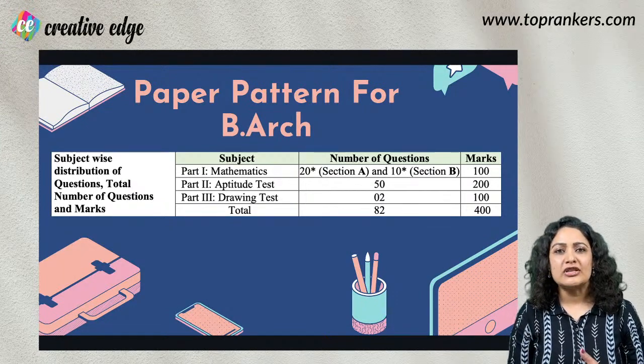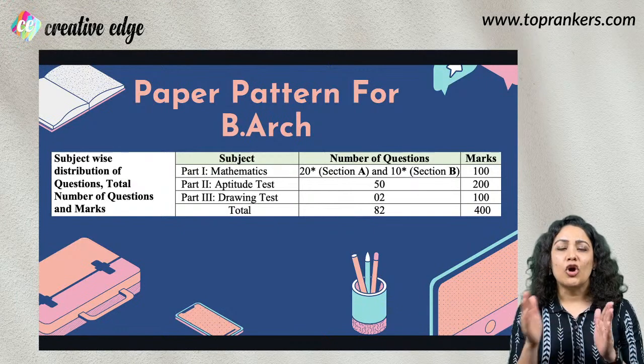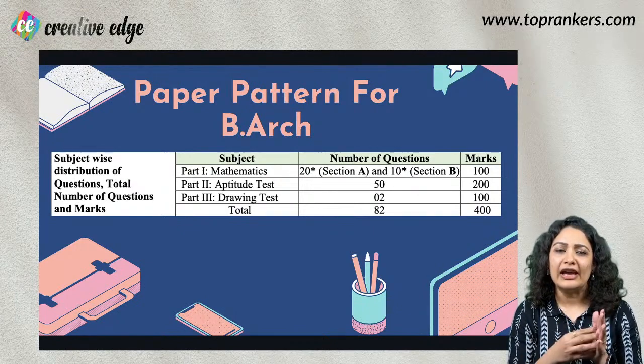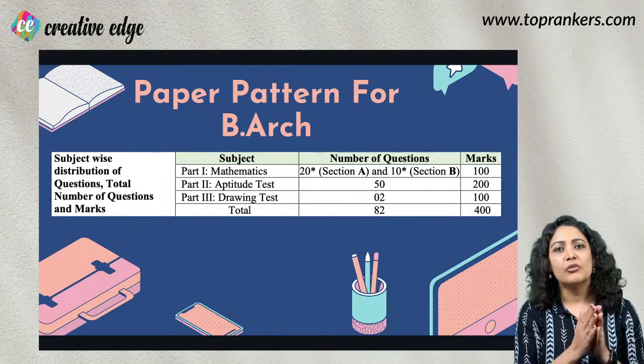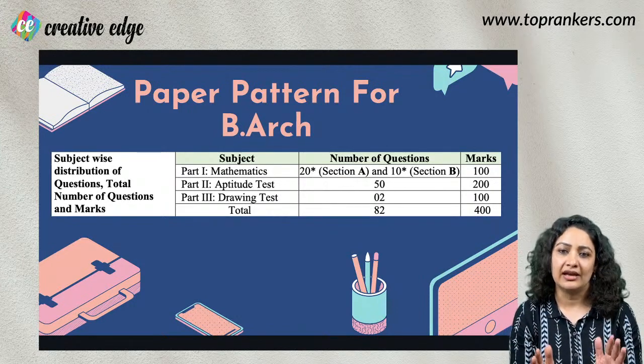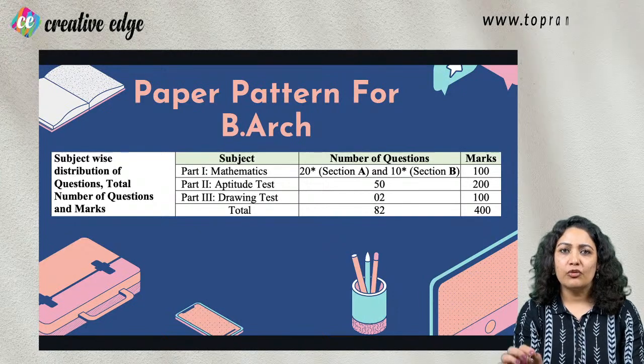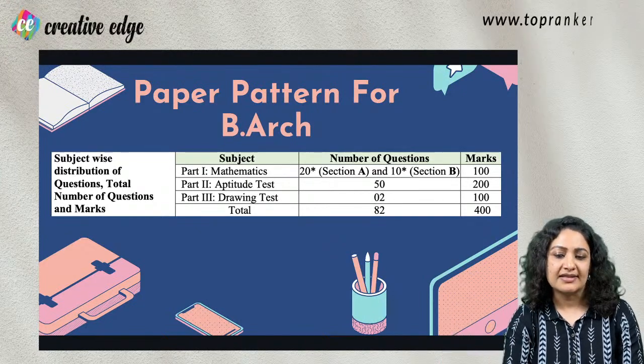The total number of questions given is 10, but you have an option to do 5 of them. So the total maths questions to be solved are 25. The number of questions given to you is 30. Those 25 questions comprise 100 marks.